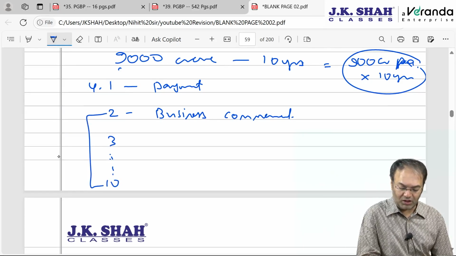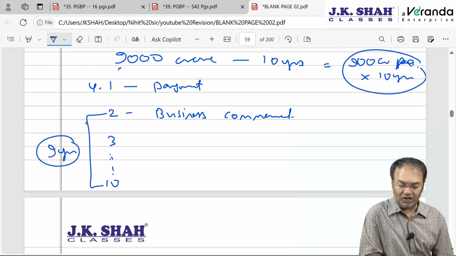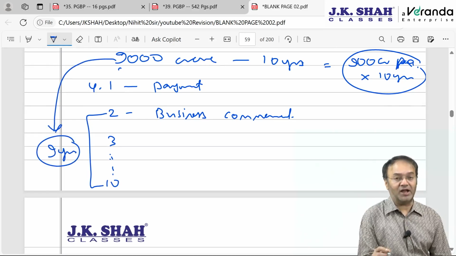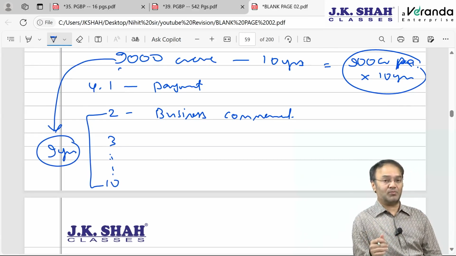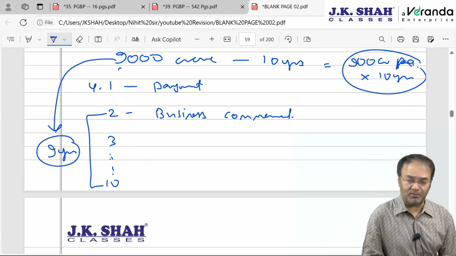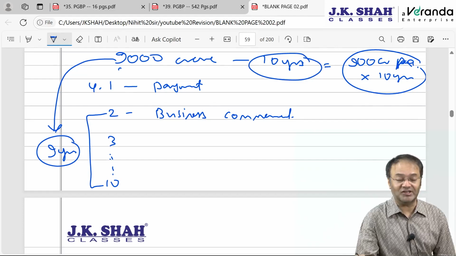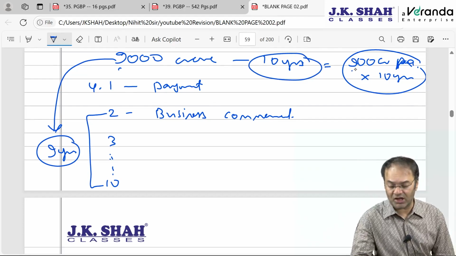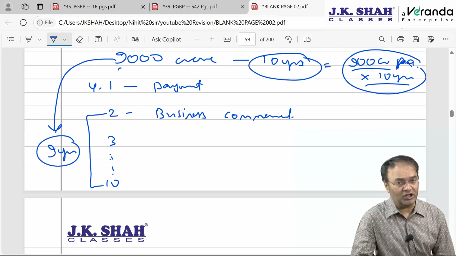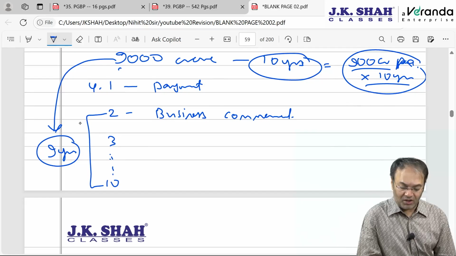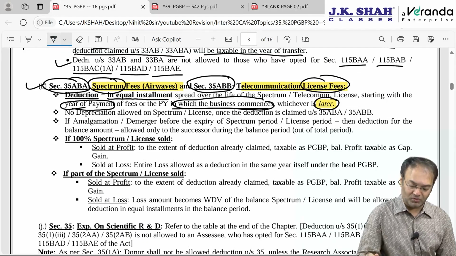Year 2 to year 10, that means 9 years are left. Then 9,000 crore divided by 9 years, deduction will be 1,000 crore per annum for 9 years. So be careful about it. Just because a license is of 10 years, that doesn't mean deduction has to be 900 crore into 10 years. It could be 1,000 crore into 9 years also. So be careful about it.